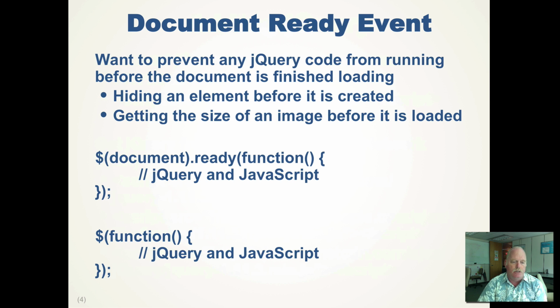So there's two ways to do it. You can use the selector on the document, and you call ready, and so that's saying that the document is ready, it's been rendered, and all the JavaScript in that body will run after the document's ready. You can also, the shortcut is you just do a $ open paren function, and that script will run when the document is ready also.